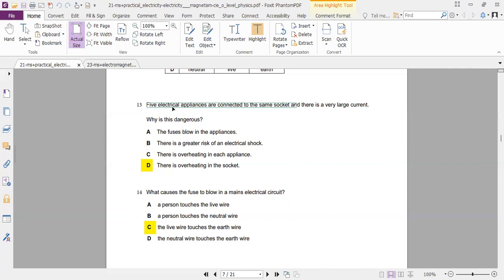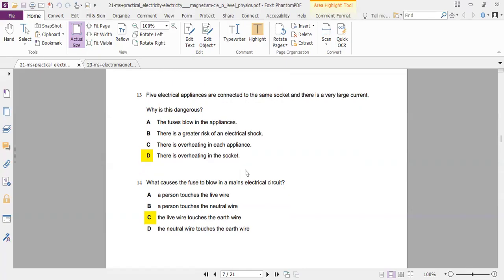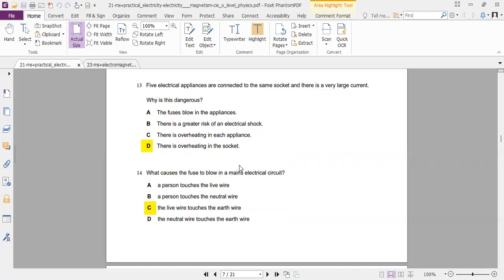Why is it dangerous to connect 5 appliances on the same socket? Because it will overheat the socket. Why are the other ones wrong? Let's look. The fuse blow? No, it won't blow because as long as the current is not exceeding the limit, it won't blow. Electric shock? There can't be an electric shock. And overheating in each appliance will never overheat. It's the socket from where a lot of current is flowing that will overheat.